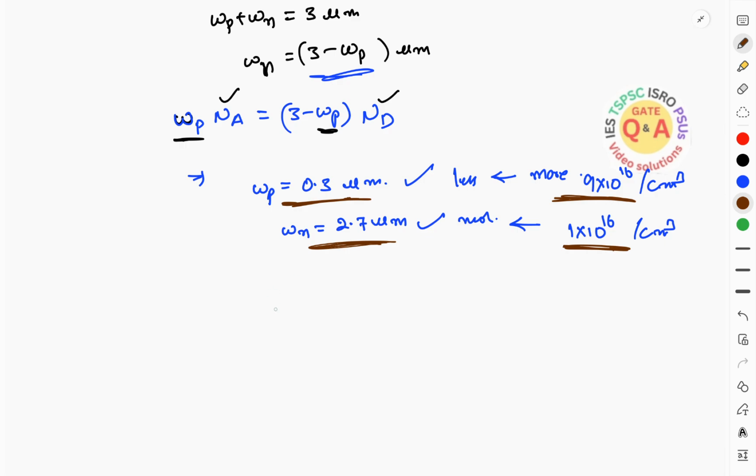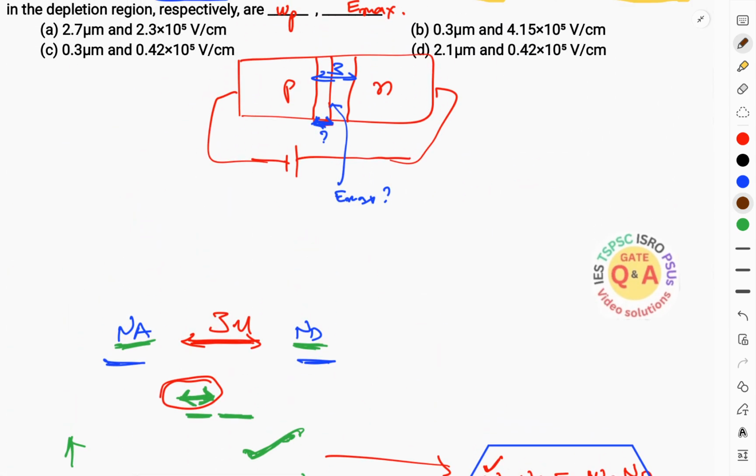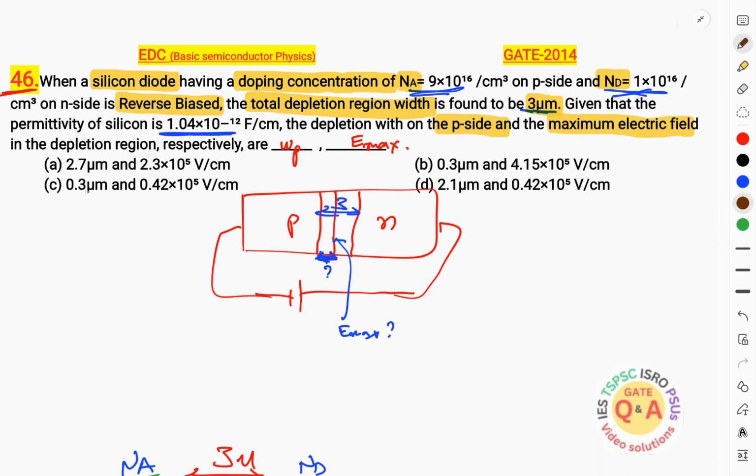Here we also know another concept: depletion width is inversely proportional to the doping. So we got one answer as 0.3 micrometer. Just to verify the options: 0.3 micrometer, and this is 2.7, which is the N side, but he is asking for the P side depletion region. So 2.7 is wrong, 2.1 is wrong, and 0.3 is correct, here and here only.